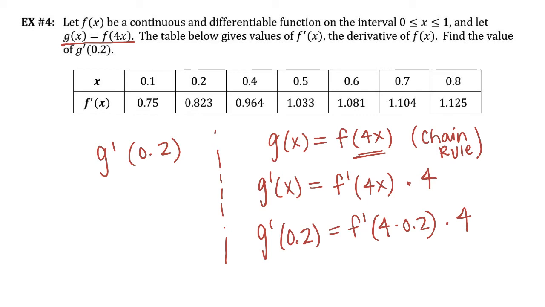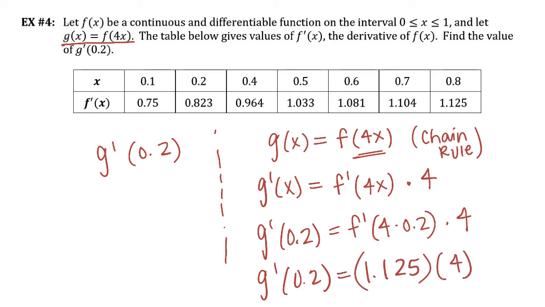And notice that up in our chart, what is the value of f prime at 0.8? So that's going to give us 1.125, and then that is times 4. And y'all can either finish multiplying that out or leave it just like that.